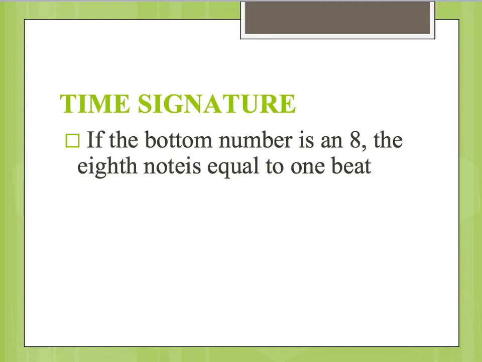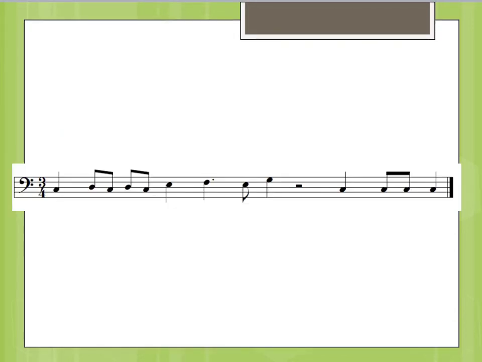Another example, if the bottom number is an 8, then the eighth note will receive one beat. So in this case, an eighth note would receive one beat. We won't do a lot of practice with eighth notes for right now. Oh, hey, look, I forgot a space right there. But just know that that number on the bottom can change, and that means that different types of notes will receive a beat. Let's jump into some examples, because this is the way that it's easiest for us to understand.